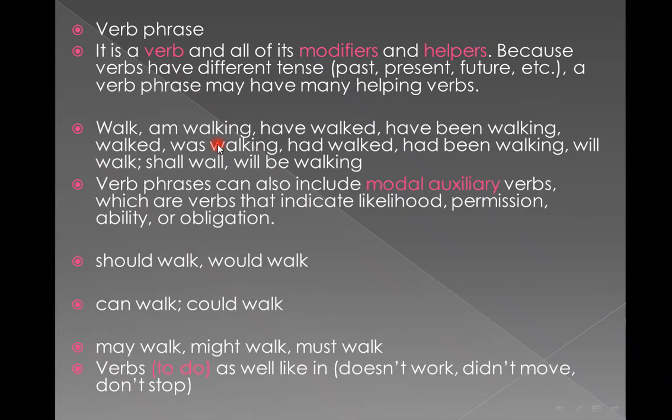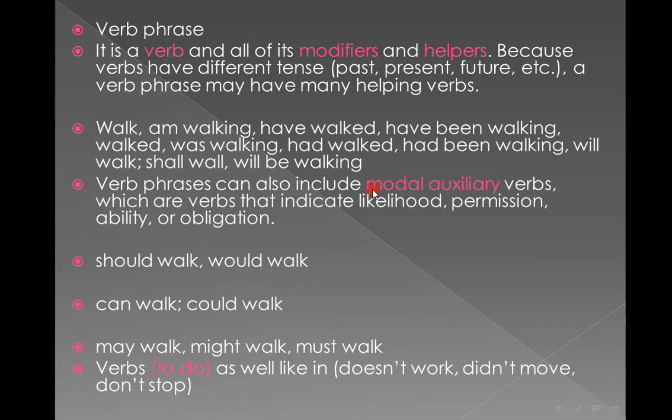So for example, we have the verb walk, and we have here different types of the verb in different tenses, as in simple present, present continuous or progressive, present perfect tense, perfect continuous tense, and past tense, and all these tenses. So we see that we might have more than one or two words added to the verb itself. So all these are considered the verb phrase.